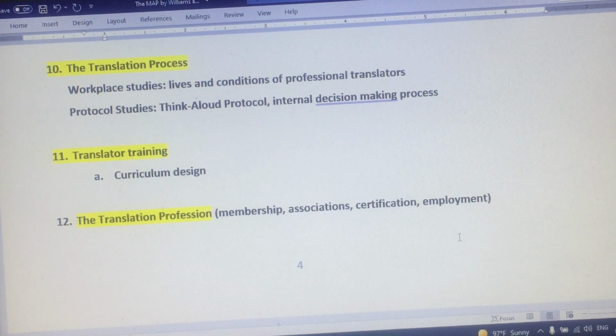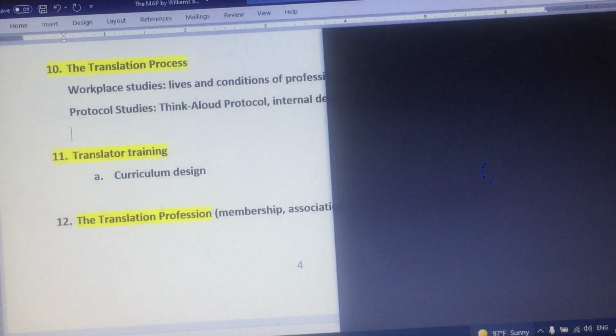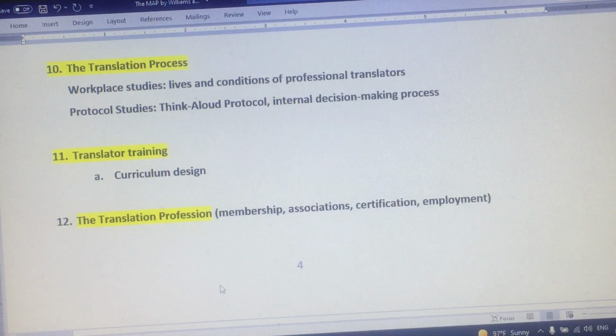Now, there are still more areas of research in translation which are related to the translation process. For example, you want to investigate workplace studies, i.e. the lives and the conditions of professional translators in a certain area, in a certain region, or in a certain country. You can look at protocol studies, which is think-aloud protocol, which is the internal decision-making process, to see how the translators think when they are translating a certain text, and that is something that you need to look into in details.